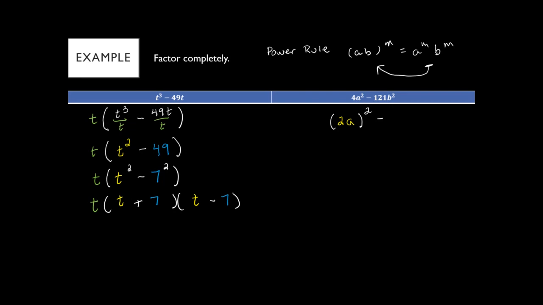And it's the same thing with the 121b squared. So these are both things that are squared. So the square root of 121 is 11. And so it's 11 squared and b squared. So that is sort of going to be like in your parentheses. So we have 2a, that quantity squared, minus 11b, that quantity squared.